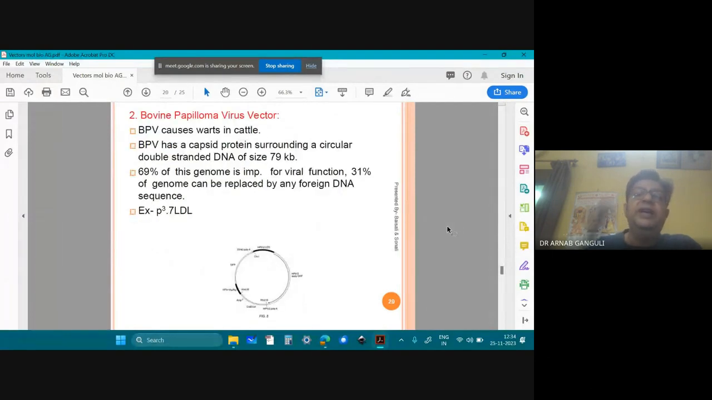Then you have the bovine papilloma virus vector, BPV. In humans, you have HPV. It has a capsid protein surrounding a circular double-stranded DNA of 7.9 kb. Capsid is something which encapsulates. 69% of this genome is important for viral function. 31% of this genome can be replaced by any foreign DNA sequence. Example: p3.7 LDL.